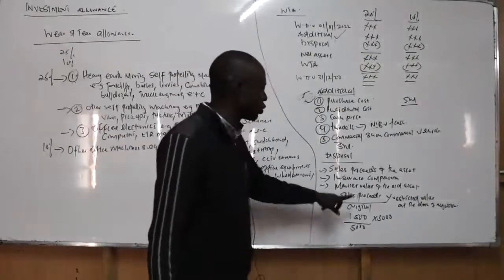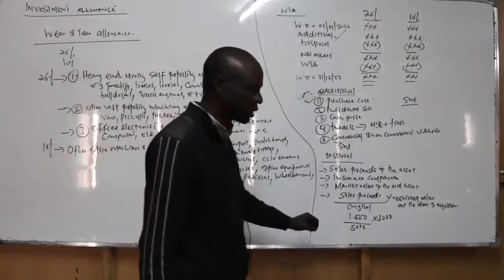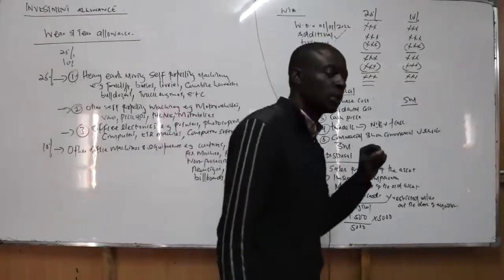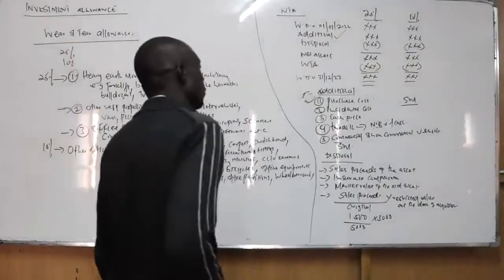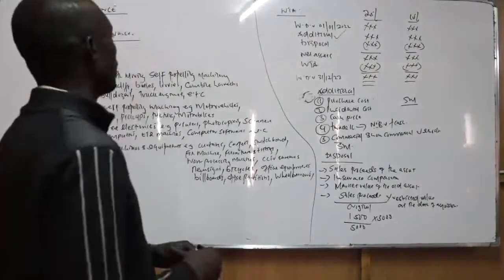If an asset was restricted when acquired, you also restrict it when you're selling it off, using that formula. So that is how we compute wear and tear.